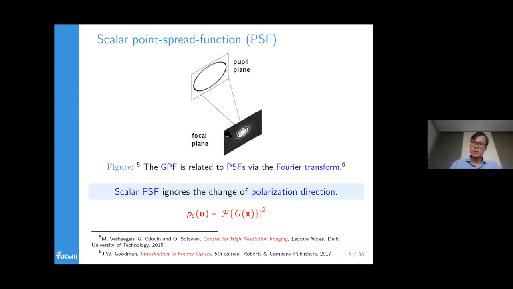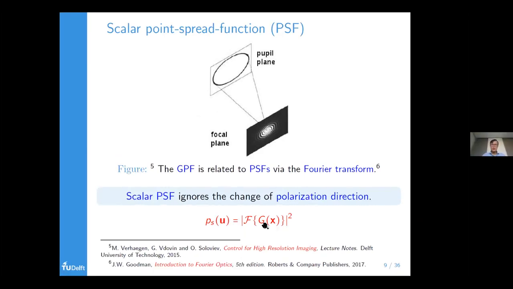But because an image can capture only intensity information of the light, we have the formula for the image at the focal plane like this one. Its intensity is the square of the amplitude of the electric field. Here F is the Fourier transform, and G is the generalized pupil function.